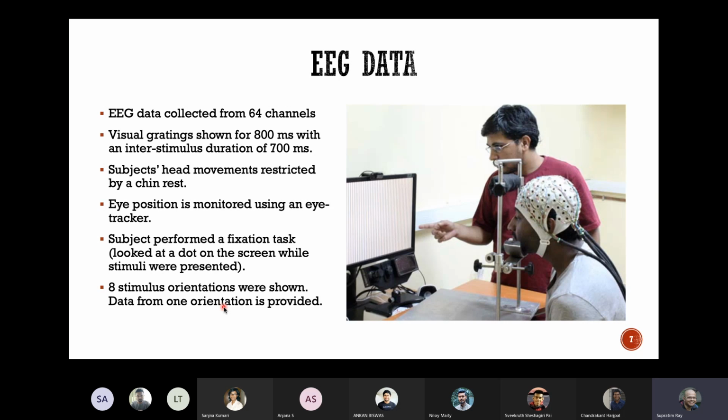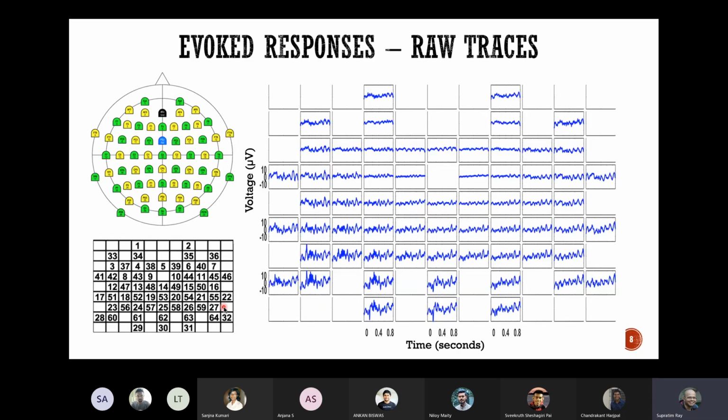Okay, so now let's look at the data. We'll look at it in two ways. First is using a customized program that we have written, and the second one is this more standardized FieldTrip package that we are going to look at in MATLAB. So this is the customized program. We can ask, when I show a stimulus, where is a response coming from? So now you have to look at the data from 64 electrodes at the same time. That's what is shown here.